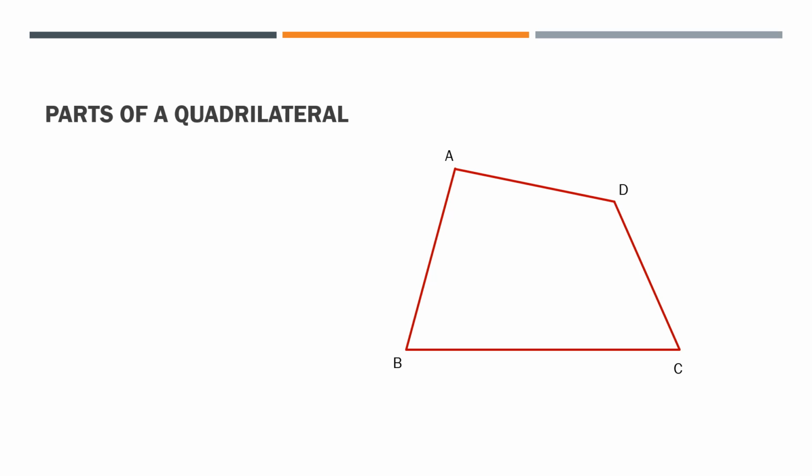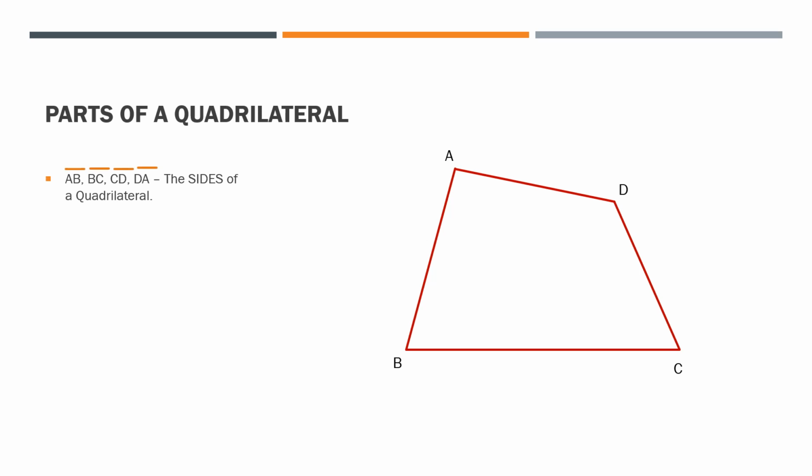The different parts of a quadrilateral. So, a quadrilateral is a polygon with 4 sides. The shape has got 4 straight lines, as we can see in the picture. What are the different parts of a quadrilateral? They are very similar to the parts of a triangle because both of them are polygons.